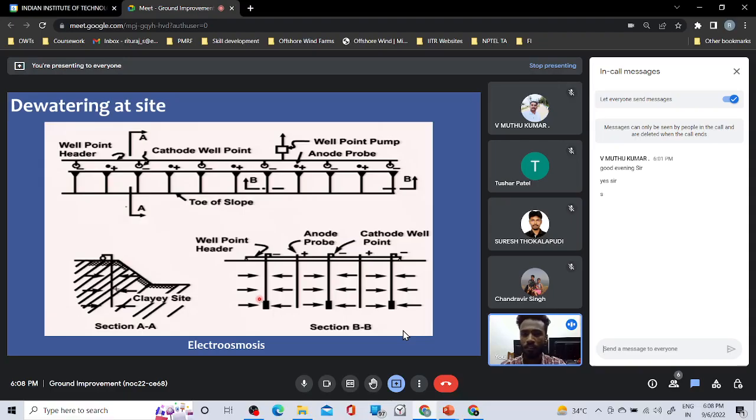So if anyone has any problem with the dewatering, or you want to discuss something about the dewatering, let's bring it on.